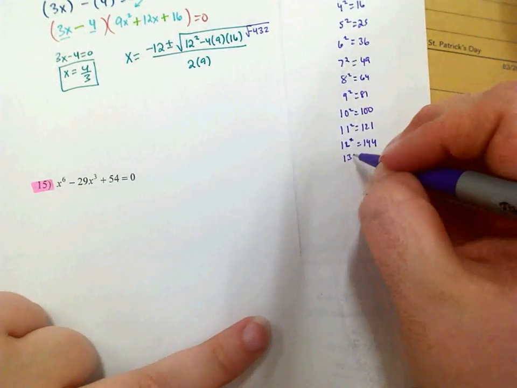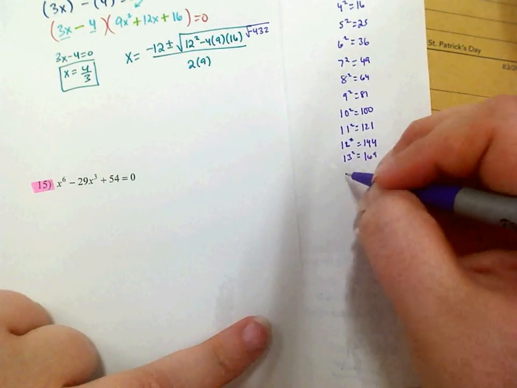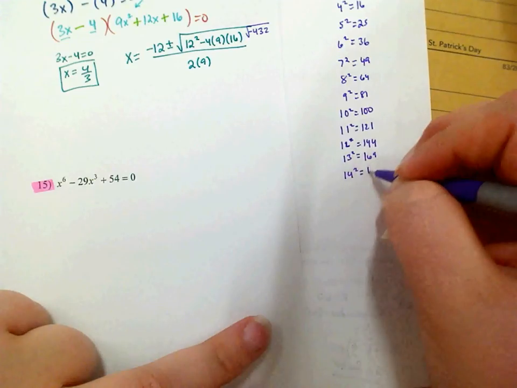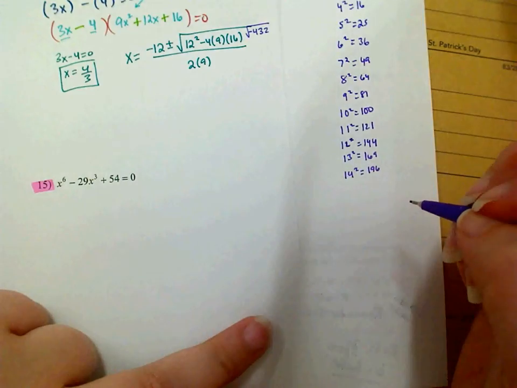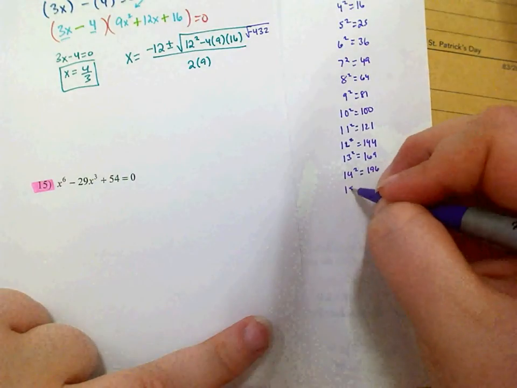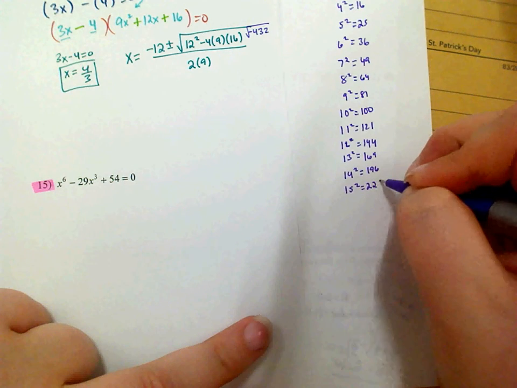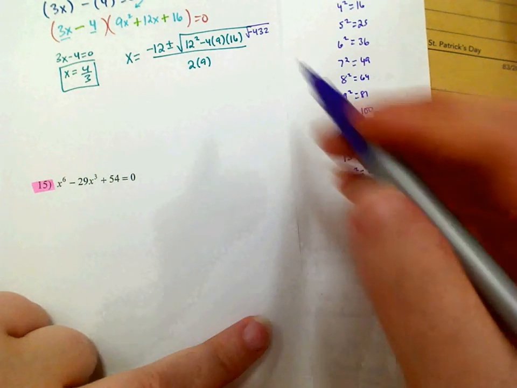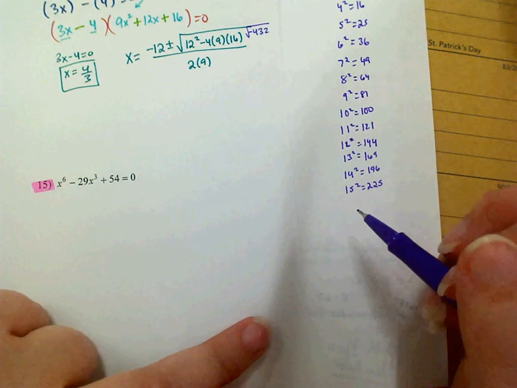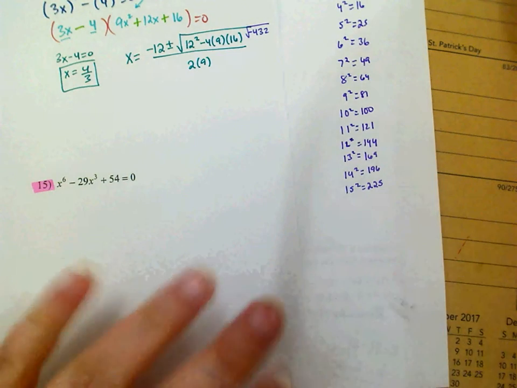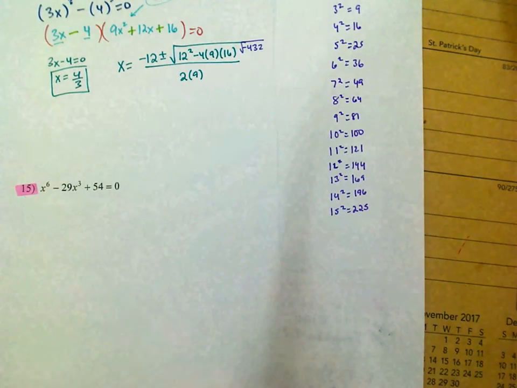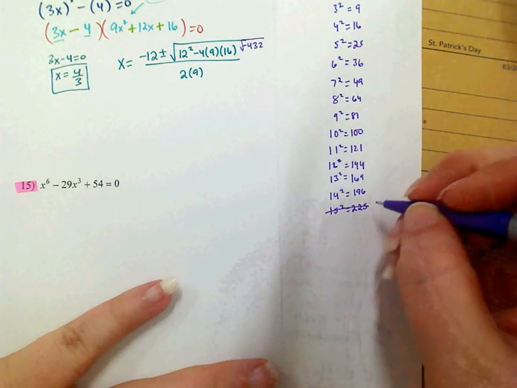169. 14 squared is 196, I'm pretty sure, yeah. 15 squared is 225, okay. 225 definitely doesn't go into it. 225 times 2 would be 450, so past that, that's a definite no-go. Okay, so 225 does not go into it. 196, if I divided it, does not go into it.